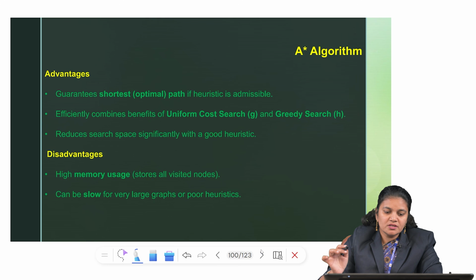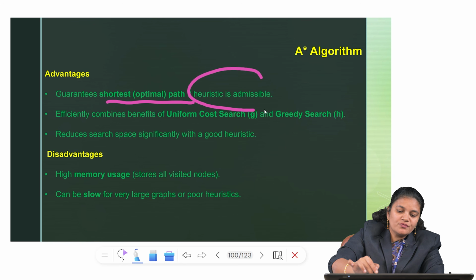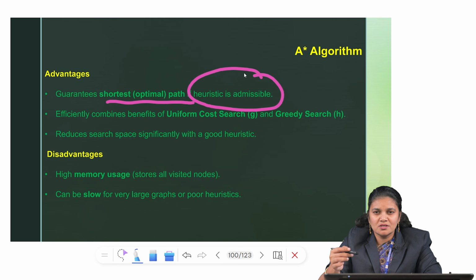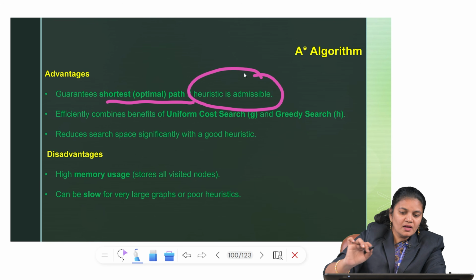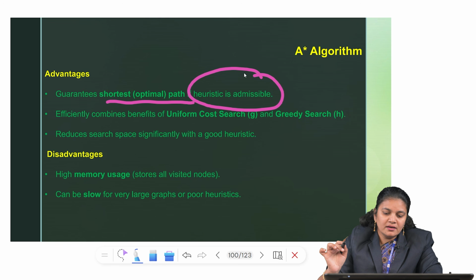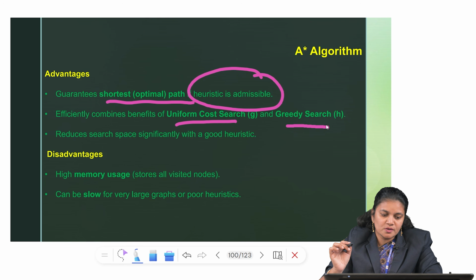So the advantage of this is that we can get the optimal path. One thing is the heuristic value which we use should be admissible. If we use almost approximate values, then it will give a good result. There are many variations of this A star algorithm which try to make the heuristic values admissible. So if it is admissible, then we will get the optimal path, that is the best shortest path. And this is combining the advantages of both the greedy search as well as the uniform cost search algorithms.